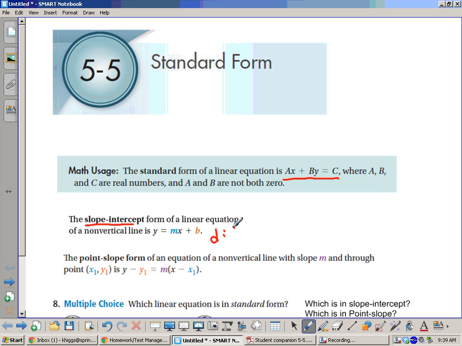So this is different than b above in standard form. Okay, so that's a different b.